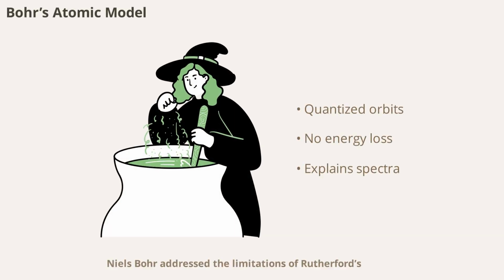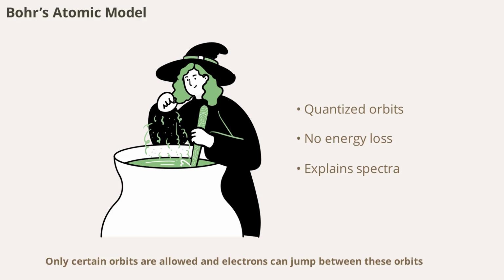Niels Bohr addressed the limitations of Rutherford's model by introducing quantum ideas in 1913. Bohr proposed that electrons move in specific quantized orbits around the nucleus without radiating energy. Only certain orbits are allowed, and electrons can jump between these orbits by absorbing or emitting energy in discrete amounts. This model successfully explained the stability of atoms and the discrete spectral lines observed in experiment. Bohr's atomic model marked the beginning of quantum theory in atomic physics, providing a more accurate description of atomic structure.